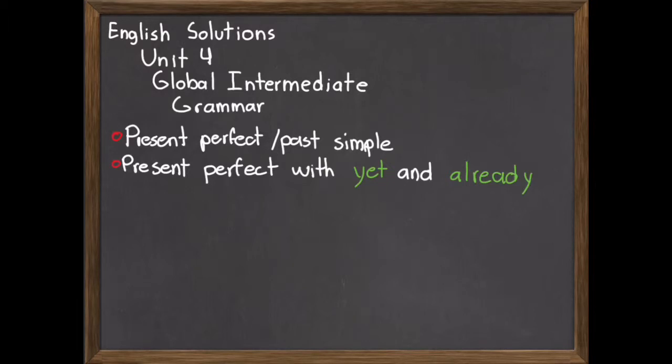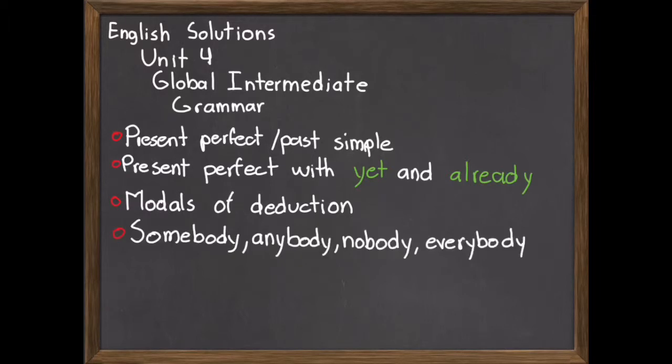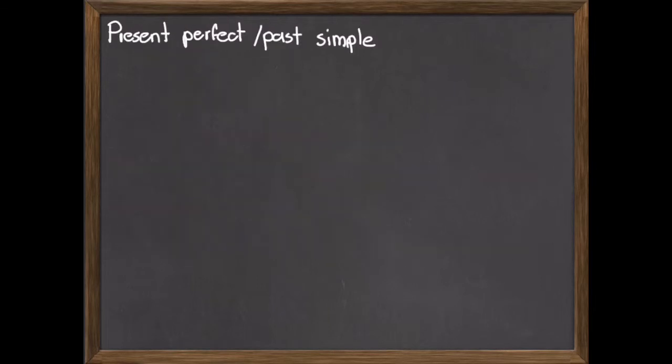We will also look at the modals of deduction. When you're uncertain about something, you can use these, and we will look at the different modals of deduction. And finally, we will look at how to use the words somebody, anybody, nobody, and everybody. So let's begin. Let's look at the present perfect and how it's different from the past simple.